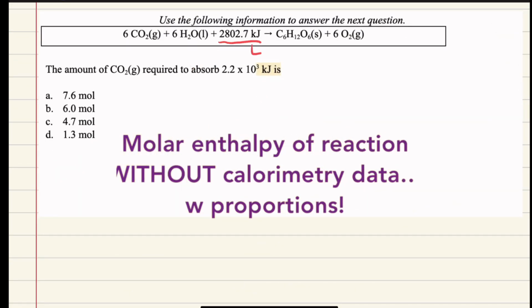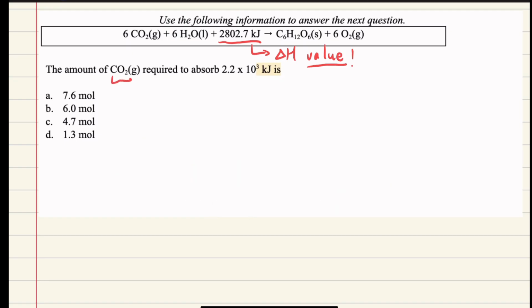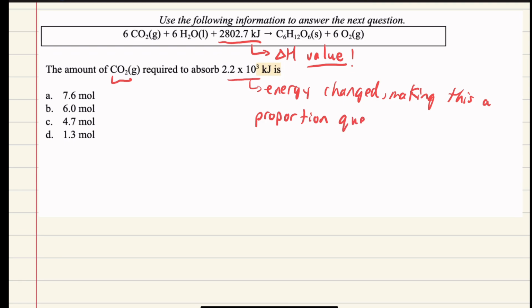Now, what happens when we have molar enthalpy of reaction questions without calorimetry? Well, a lot of the times we'll have to use proportion. So we have inside this photosynthesis equation here, the enthalpy change given inside the equation. The left side tells us that it's endothermic. And then they tell us the amount of CO2 required to absorb 2.2 times 10 to the 3 kilojoules. Well, that now changes the energy.